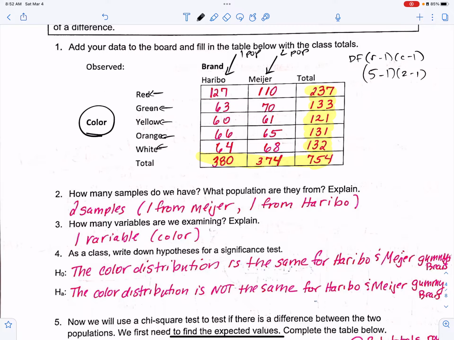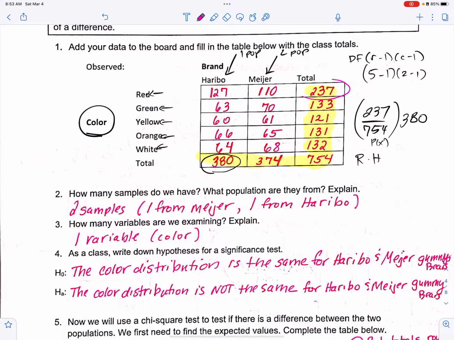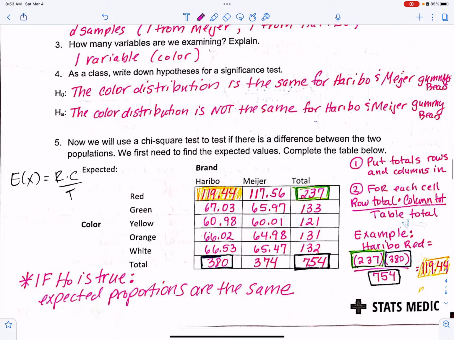All right, so let's pretend I said, what's the probability of me choosing a random gummy bear and that it is red? Well, that would be 237 out of 754. Then if I told you I had 380 Haribos, what's the probability of getting a red Haribo? It would be 237 out of 754 times 380. That ends up being the row total, 237, times the column total, 380, over the total, which is 754. And if you do that, you will get 119.44.